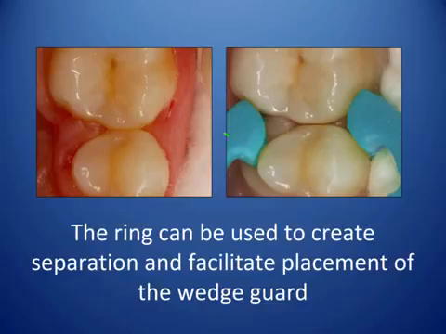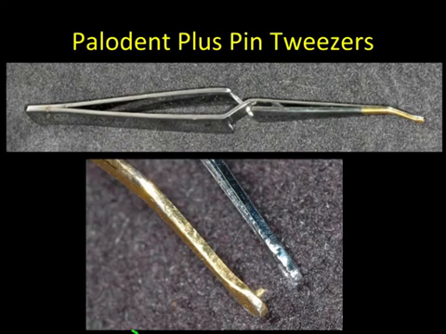So just a little clinical tip for how to facilitate separation of the teeth and gain placement of the wedge guard prior to preparing the tooth. I hope that tip will help. Those Paladin pin tweezers here are designed, again, not only to deliver that matrix in the mouth, but these rounded ends here are made to act as ball burnishers, so we don't have to instrument switch to get that accomplished.